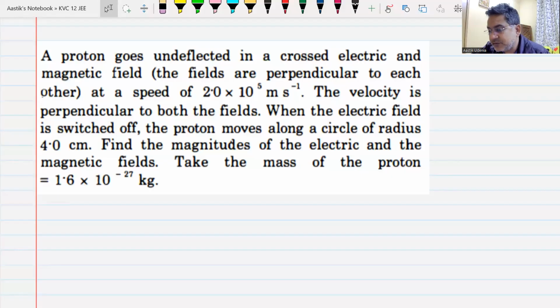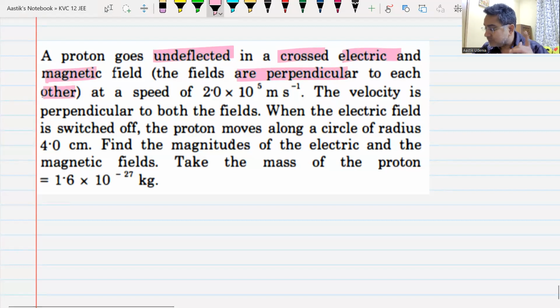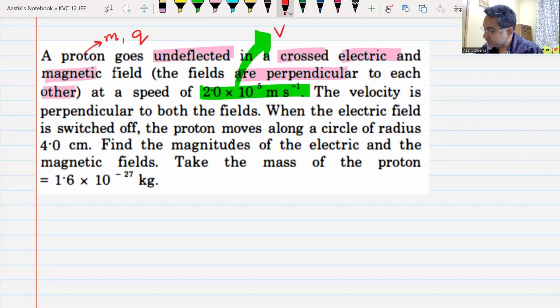So this is a question from your favorite book, sir. I don't want you to get caught in the calculation part. A proton goes undeflected in a crossed, meaning perpendicular, electric and magnetic field, at a speed. I just want the algebraic answer. You can take the mass of the proton as m, the charge of the proton as q, the speed of the proton as v, and the velocity is perpendicular to the magnetic field.